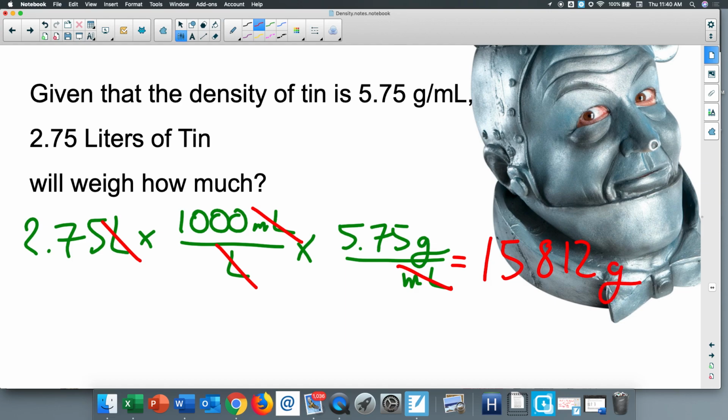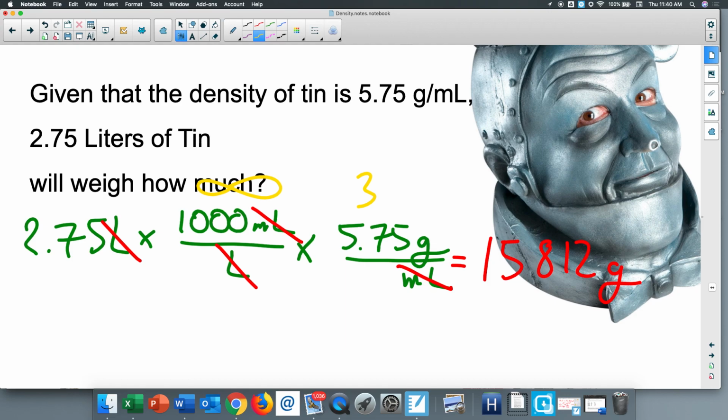15,812 grams. Carlos, how many sig figs do I have in the least of my factors? The least sig figs of my factors. How many sig figs do I have in 5.75, Carlos? 3. How many do I have in 1,000 to 1? Infinite. Because that is an exact conversion within a unit system, it has infinite sig figs.